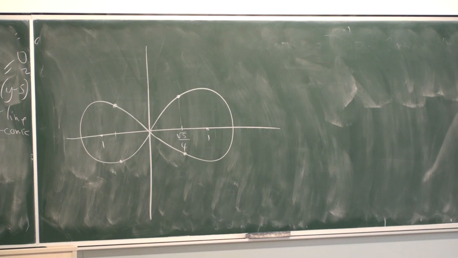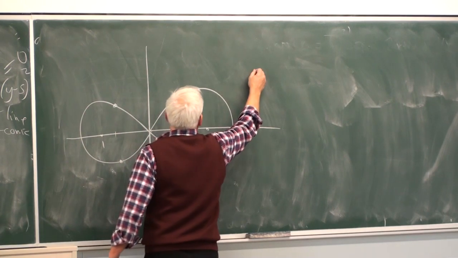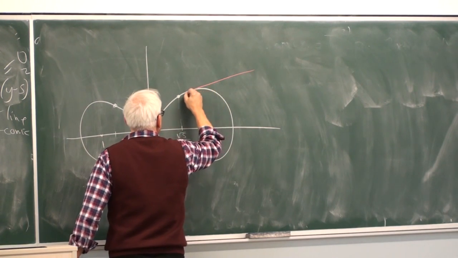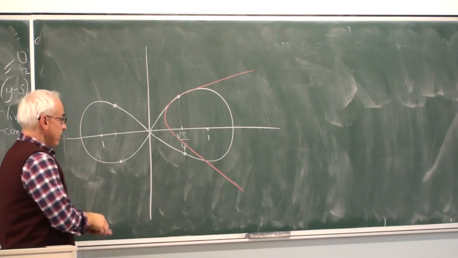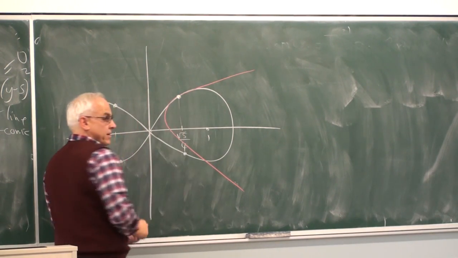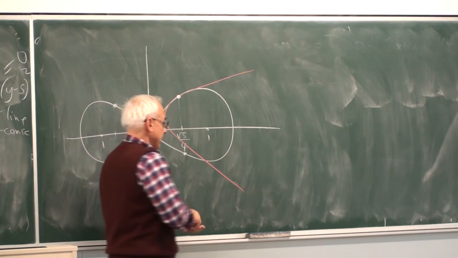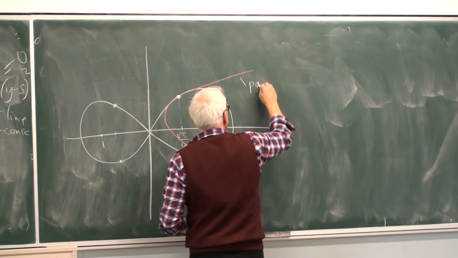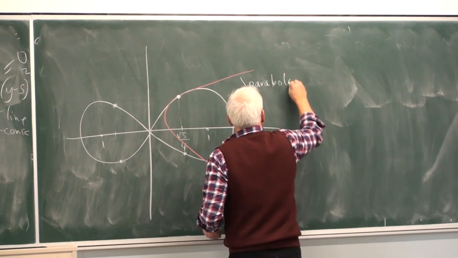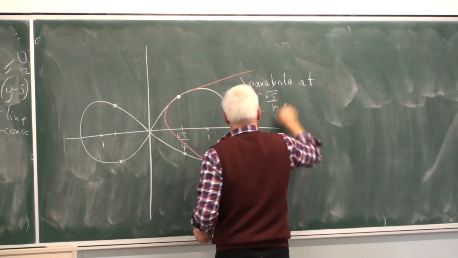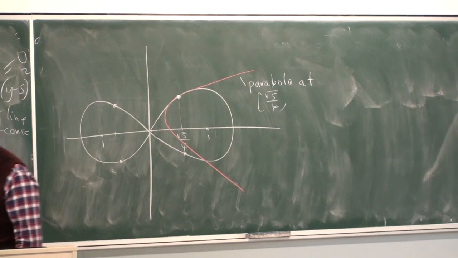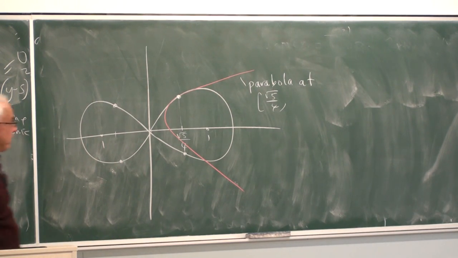Okay, maybe I'll try to draw it. So it looks something like this. So at this point here, the tangent conic is something like this, and it's a parabola, at the point root 5 on 4 and root 3 on 4.